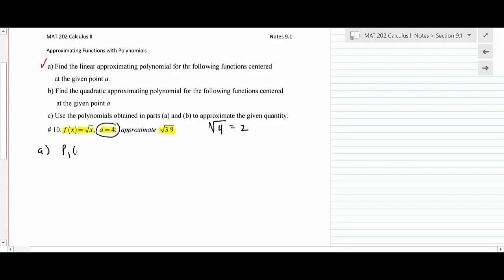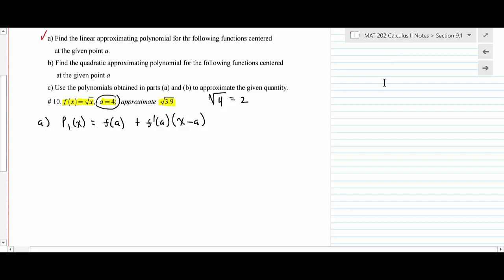So if I want you to do a linear approximation, usually we use P1(x). P stands for a polynomial, and it's linear, so that's really x to the first power. Okay, that's linear. That formula is f(a), where a is going to be 4, then we do the first derivative, and then we do x minus a like that. So if we're going to find the linear approximating formula, that's what we have to do. And that formula is pretty easy to remember.